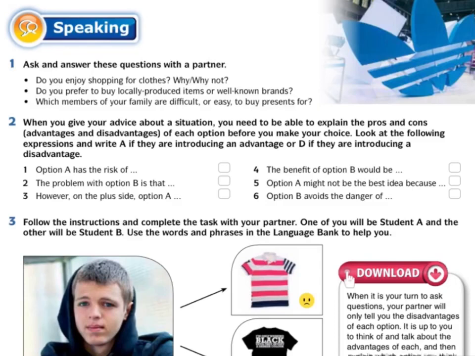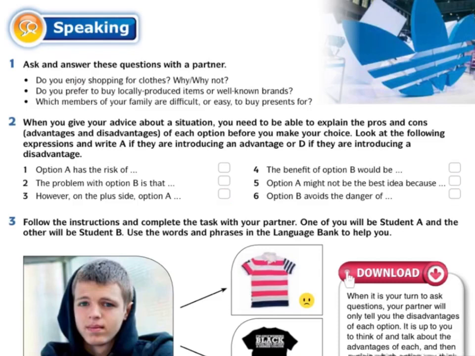The sentences that introduce an advantage are 3. However, on the plus side, option A. 4. The benefit of option B would be. And 6. Option B avoids the danger of.